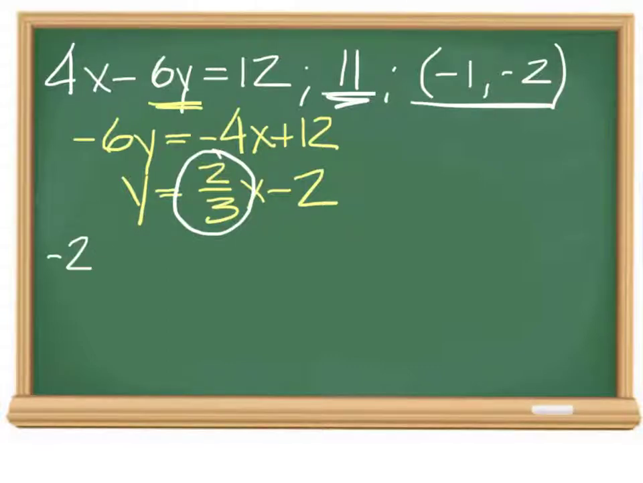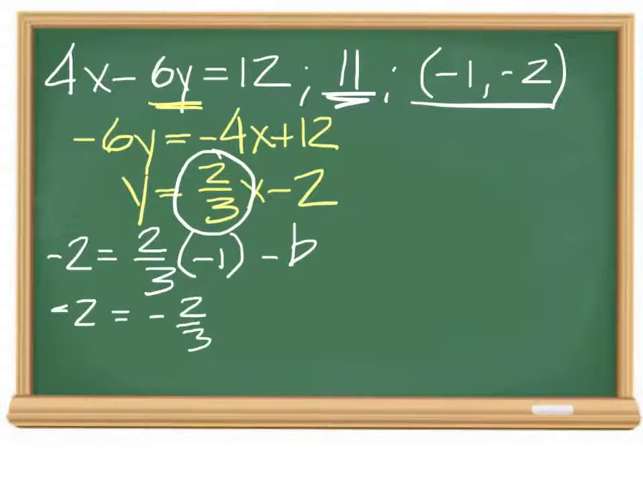So it's negative 2 equals 2/3 times negative 1 minus b. So that's a negative 2 equals negative 2/3. Actually, that's a plus b up here, plus b. And then plus b there. Negative 2 plus 2/3 equals b when you move it over to the left.